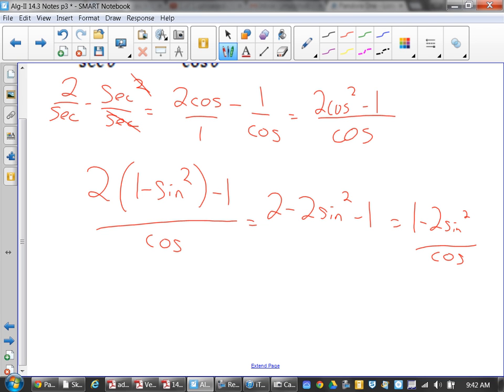Wait, how does 2 times cosine squared minus 1 equal... Oh, wait, never mind, I got it. It's the Pythagorean identity. Those are helpful to remember, aren't they? Okay. Let's look at the solve equation ones.